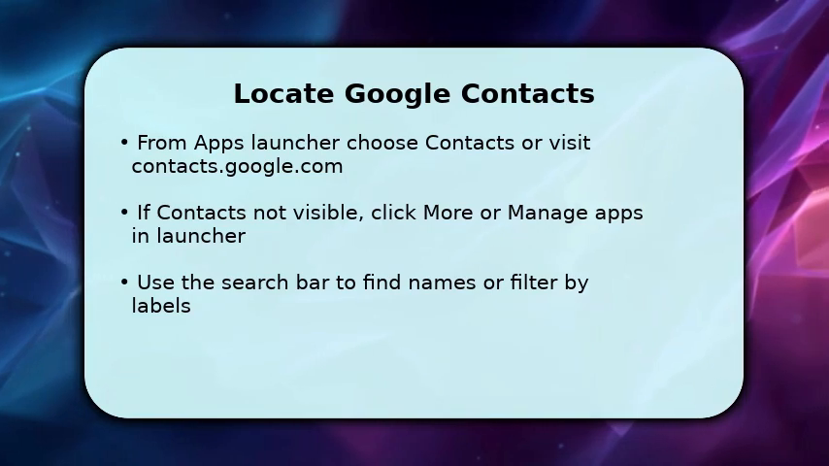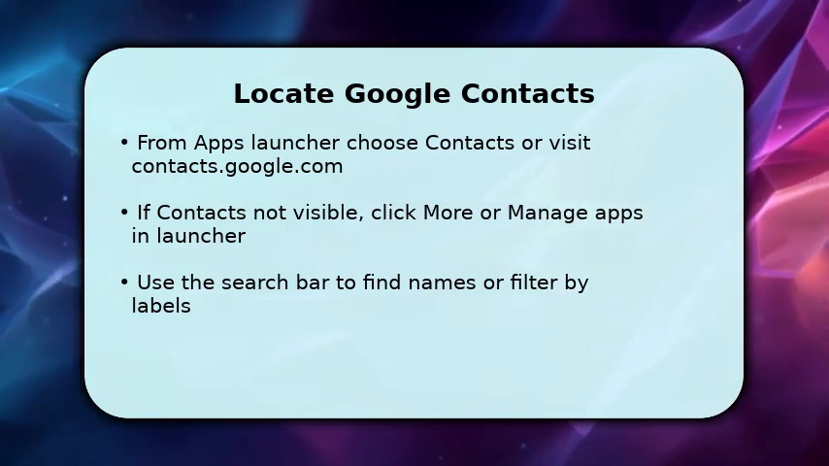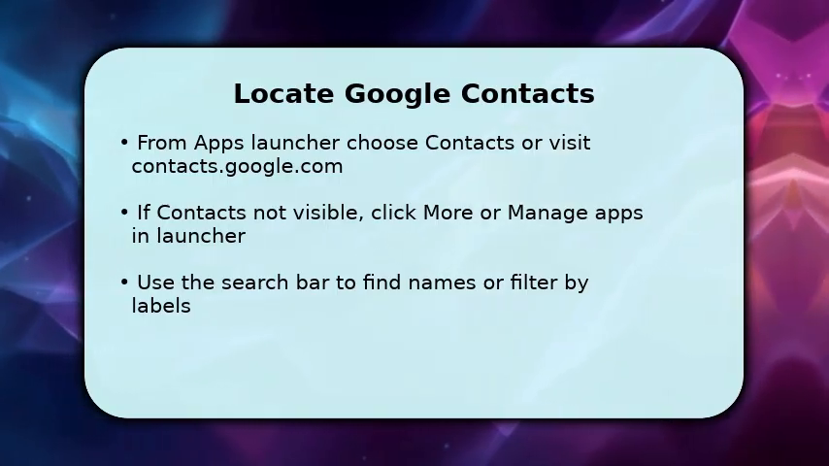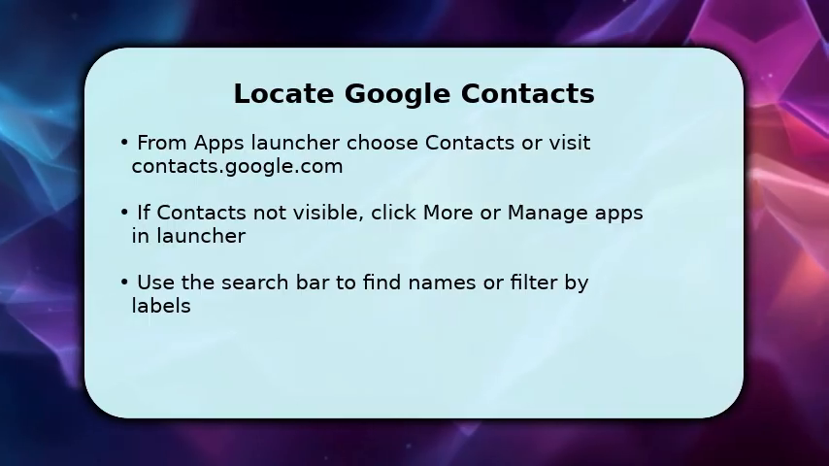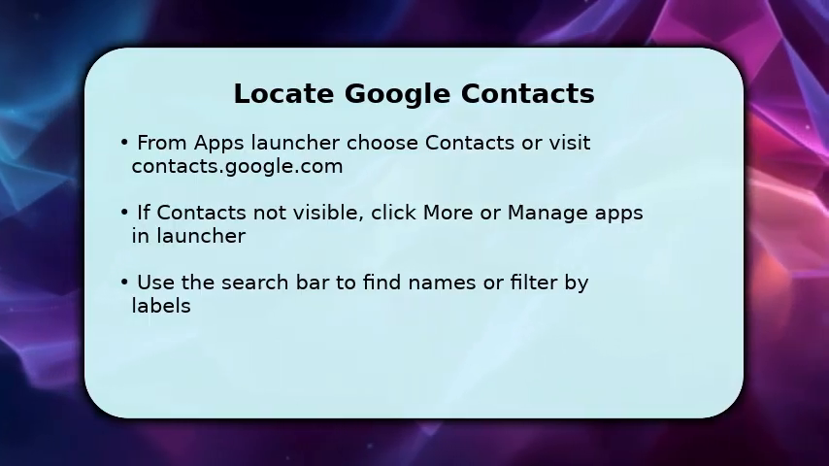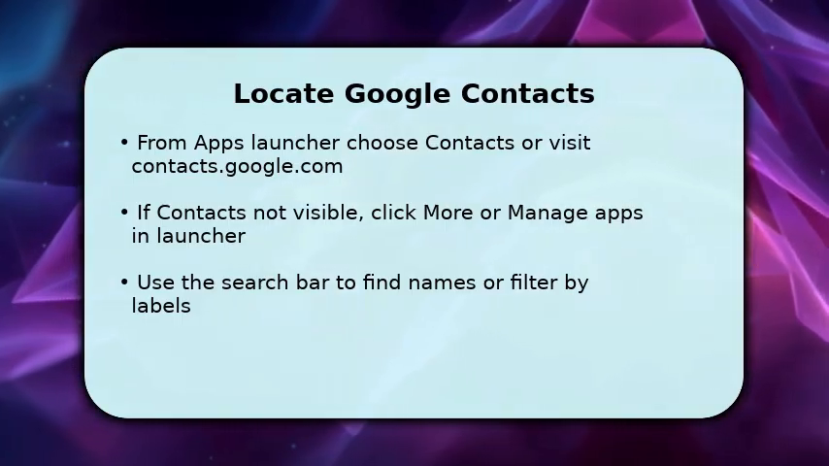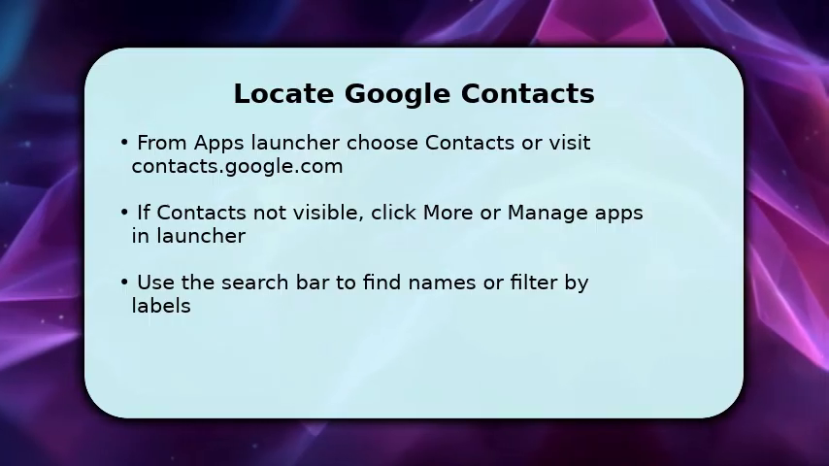Once you've opened the Apps Launcher, choose Contacts to view entries linked to your Google account. If Contacts isn't visible, select More Apps, then Manage Apps to find and show contacts. On contacts.google.com, you'll see a list and a search field. Use it to quickly locate a person by name, email, or phone.